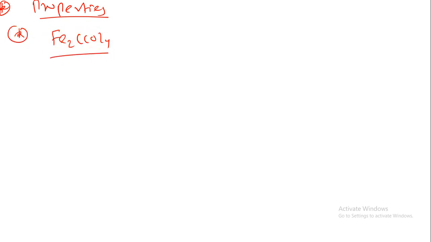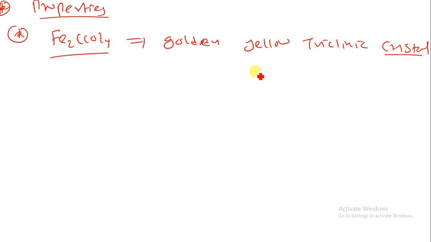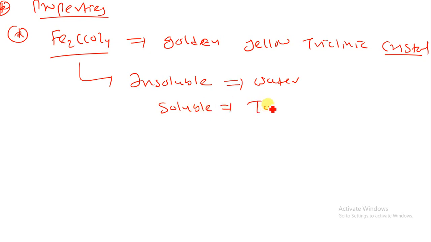So let us write down here the properties of Fe2(CO)9. First of all, this Fe2(CO)9 has golden yellow triclinic crystals. This golden yellow triclinic crystal is insoluble in water and soluble in toluene as well as pyridine.